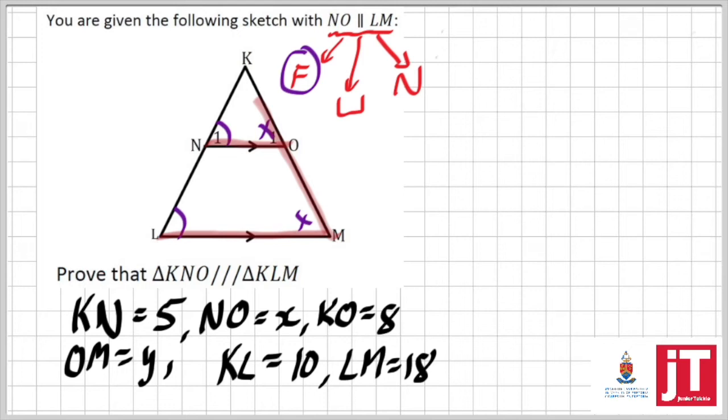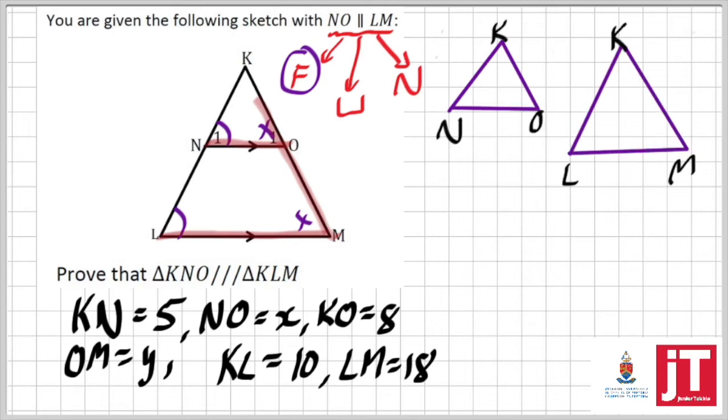I'm actually going to split my triangle up into those two parts, KNO and KLM. I just find it works better if I do that for myself. Once I've split them up, I'm going to write in the information on the sketch. Look at KM, what I did there: I put that O there, and I wrote KO is 8 and OM is y. You'll find out in a little while why I do that.